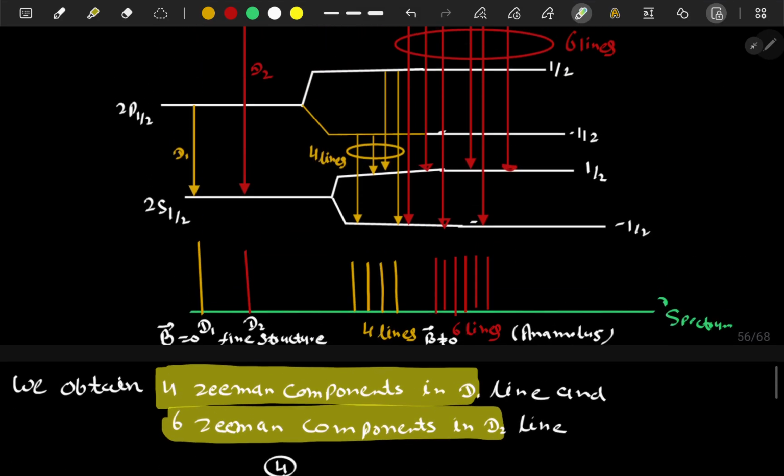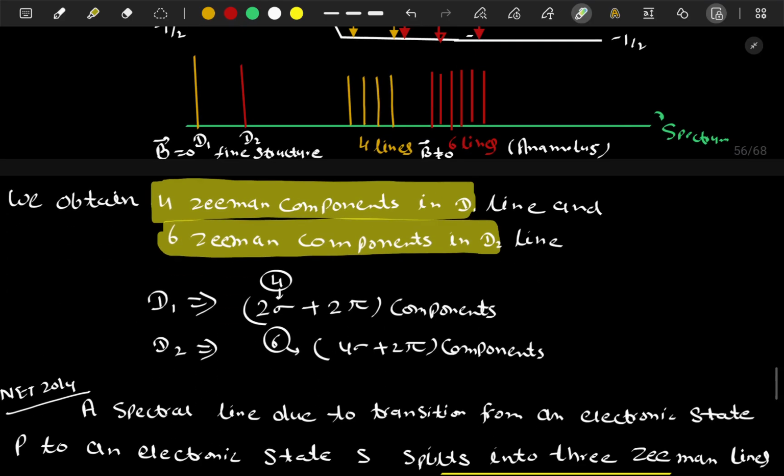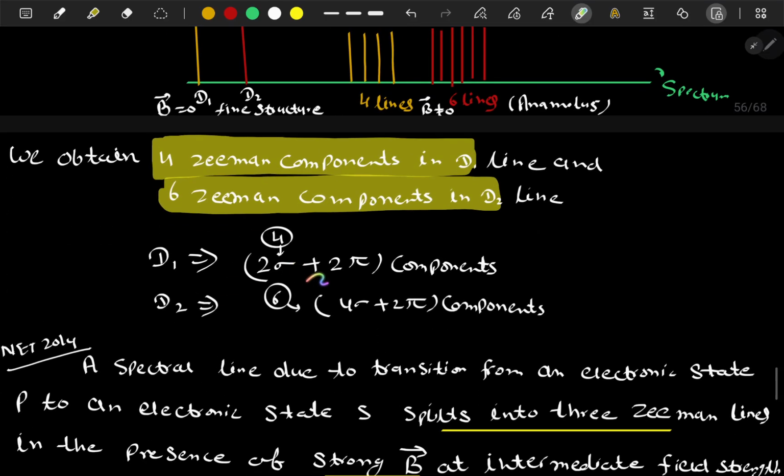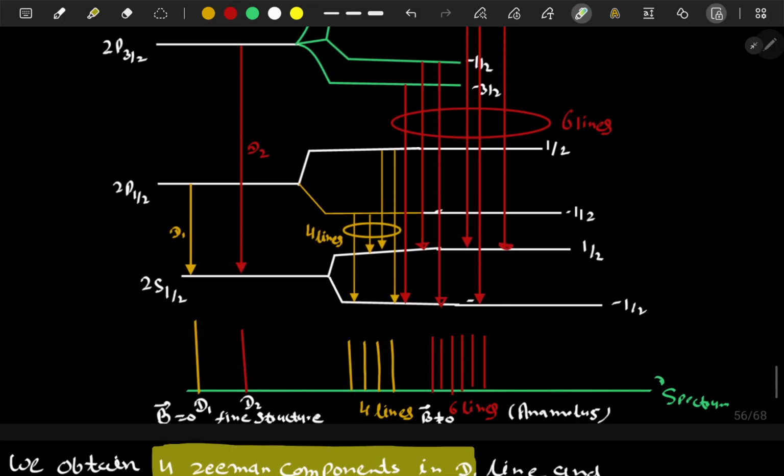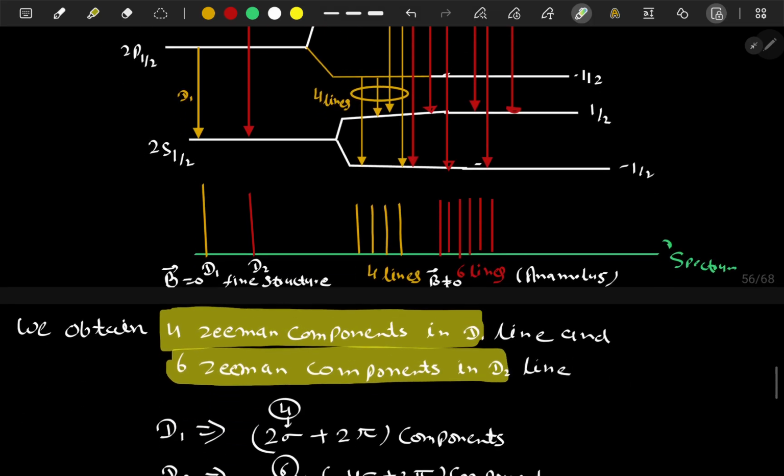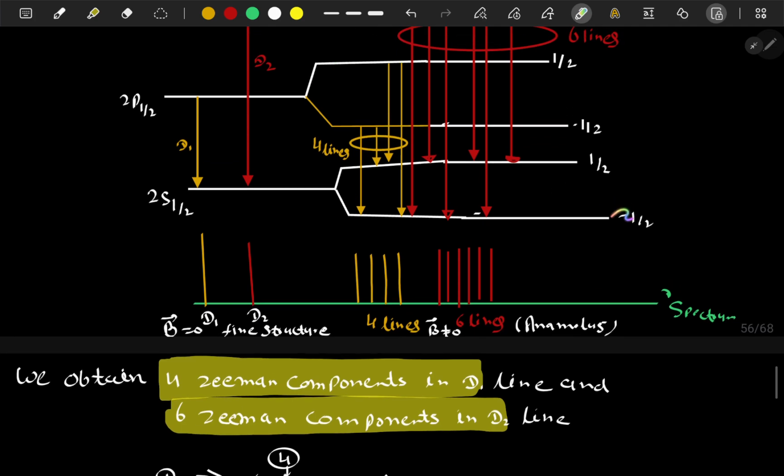How are we getting this? The central lines, what will they be? Pi. And the ones with plus minus 1, what will they be? Sigma. So among these 4, check which are sigma and which are pi. How many sigma and how many pi? Let's check. From this line, minus 1 by 2 minus plus 1 by 2, so 0. So it will be pi. Again check. From this to this, 1 by 2, this is also pi.